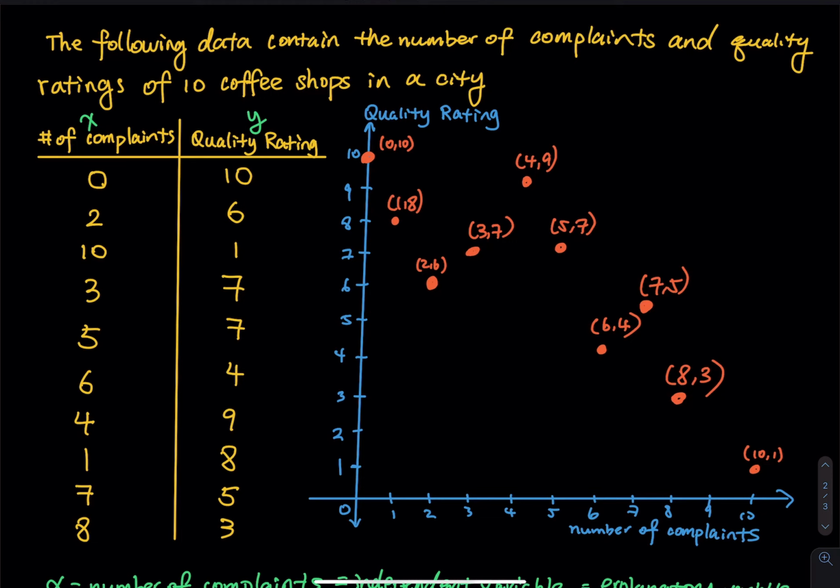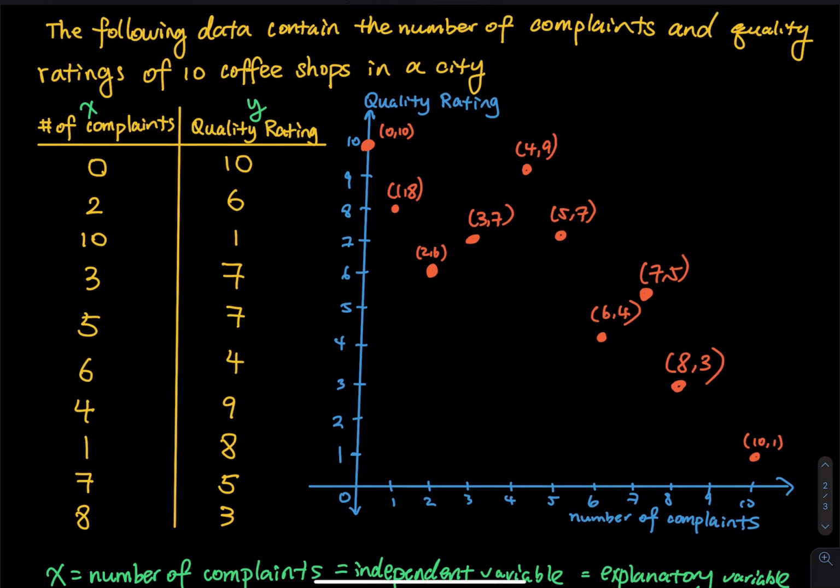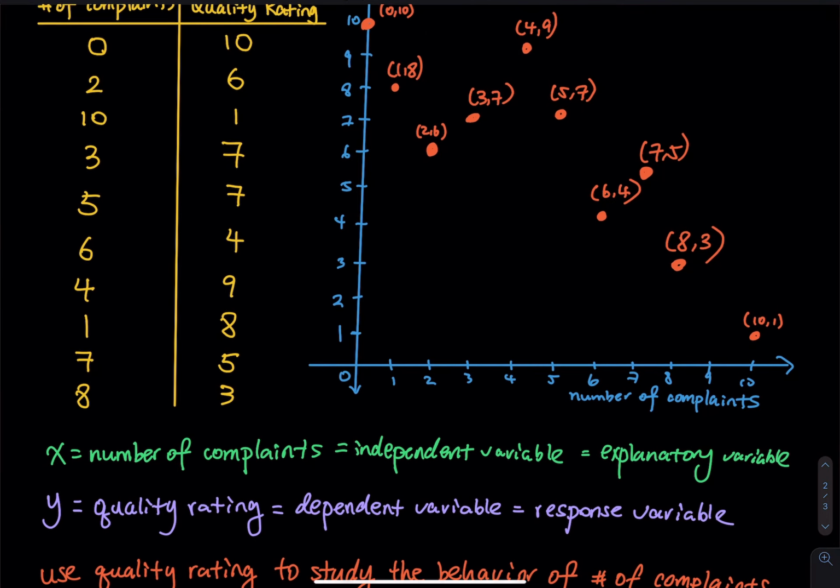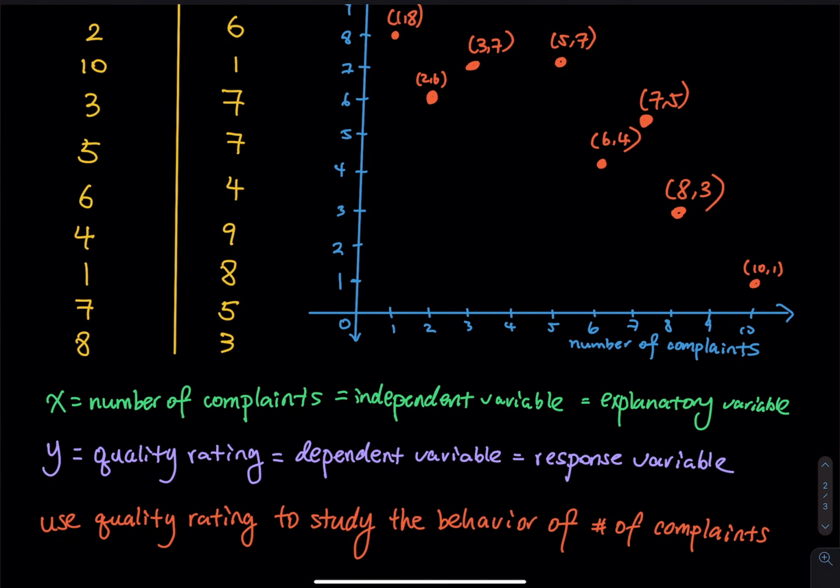All right, so since we put the number of complaints on the horizontal axis, that means the number of complaints is the independent variable. That is the language we use in algebra. In statistics, we call the number of complaints the explanatory variable. And then the vertical axis, we put quality rating, so that is the dependent variable in algebra. In statistics, we call that the response variable.